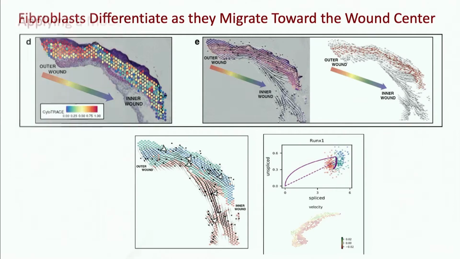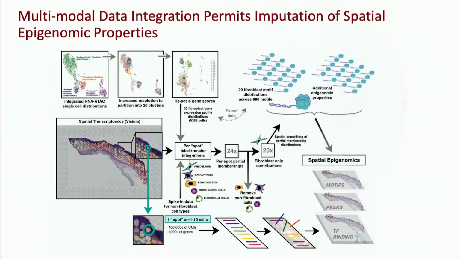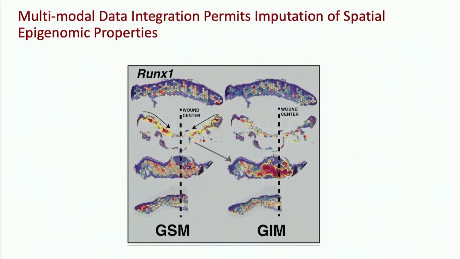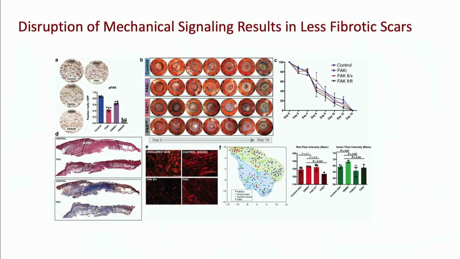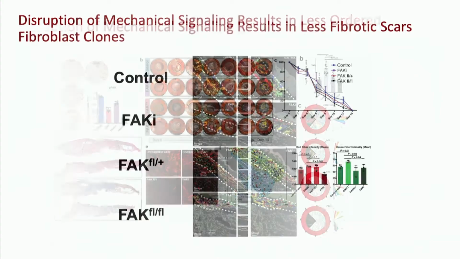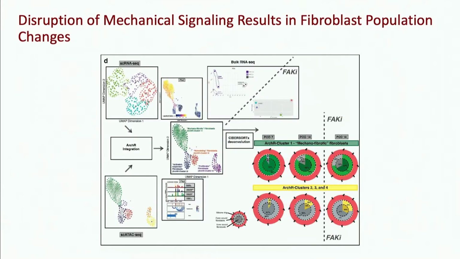These changes are preceded transcriptionally by epigenomic changes, and we can also do some informatics gymnastics to impute the spatial epigenomic properties of the resulting tissue sections, which I won't get into here in detail. And then if we do block mechanical signaling, we see that this well-coordinated process is disrupted, and we end up with less clonal, more disorganized scarring as a result.